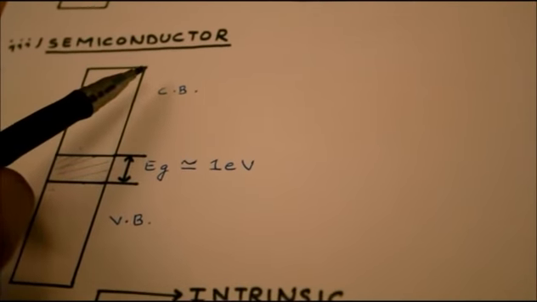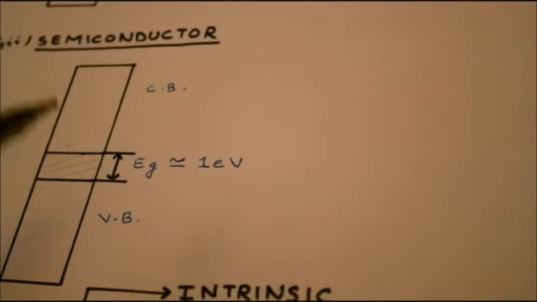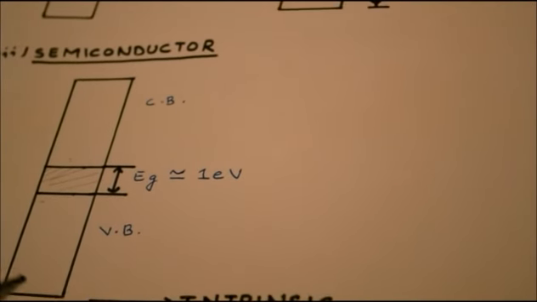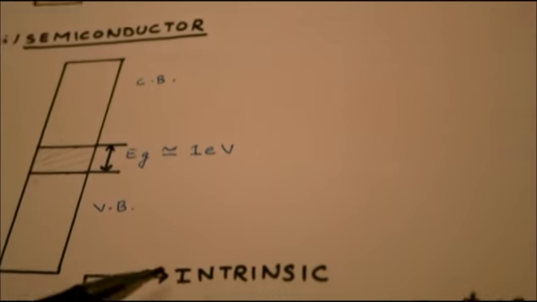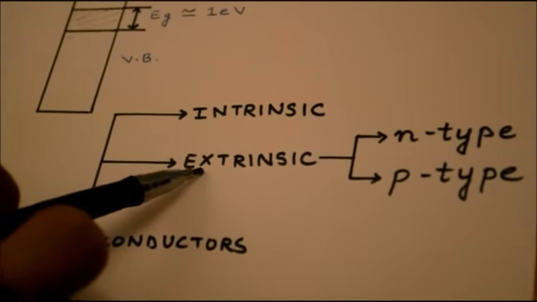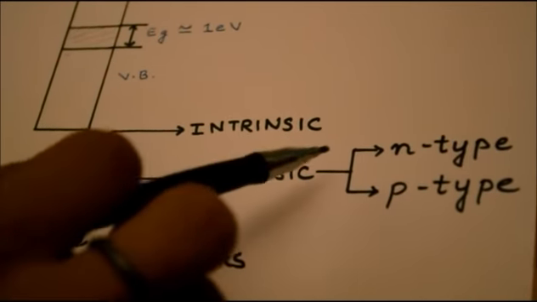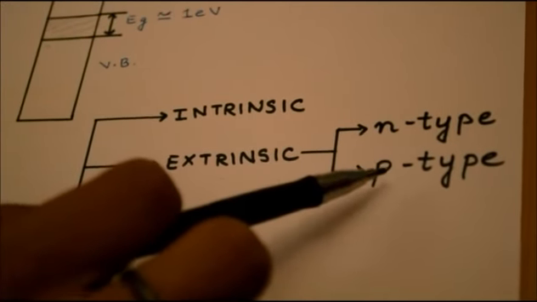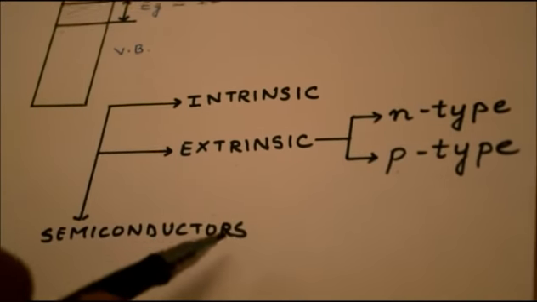We have shown the semiconductor at the end because we wanted to show the classification of semiconductors. There are mainly two types of semiconductors. First is intrinsic, second is extrinsic. In extrinsic we have two types, the N type and the P type. These are the types of semiconductors.